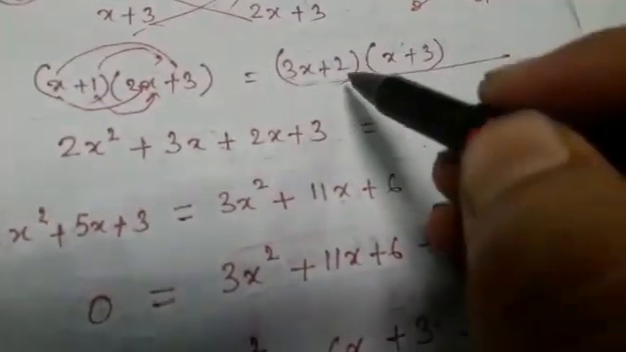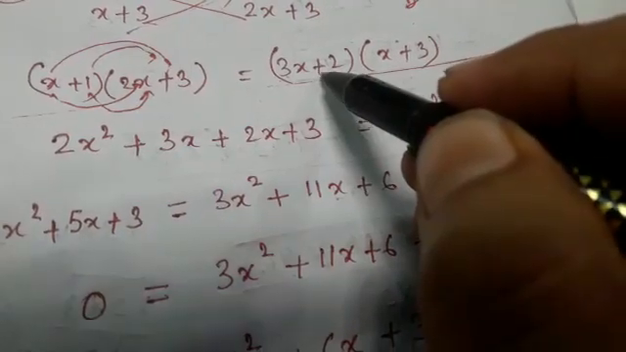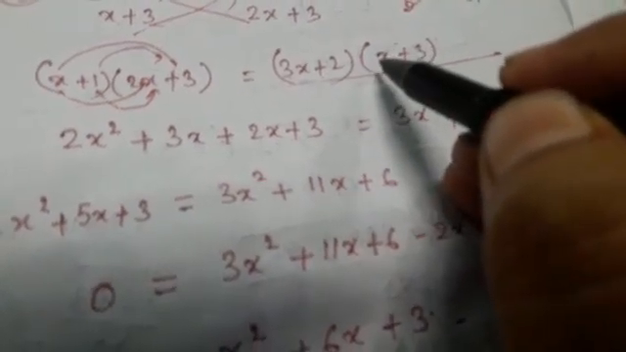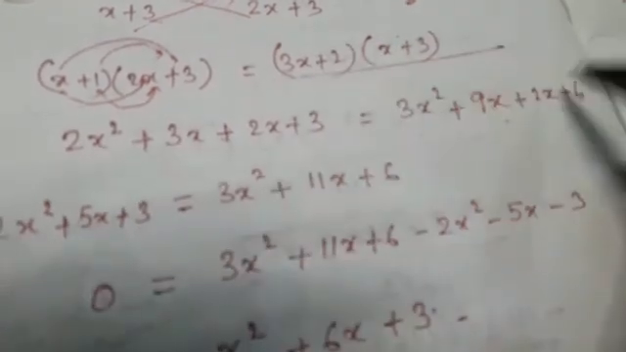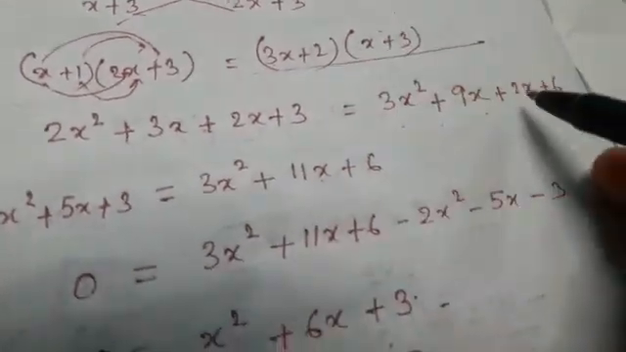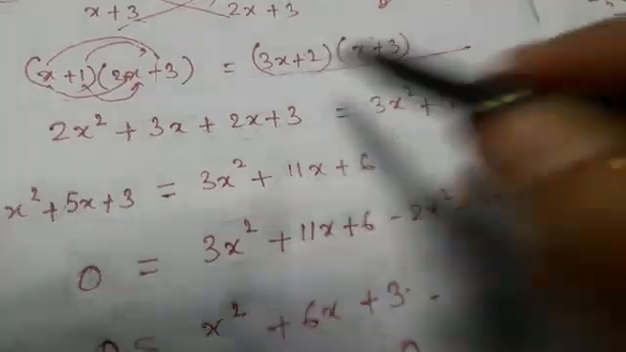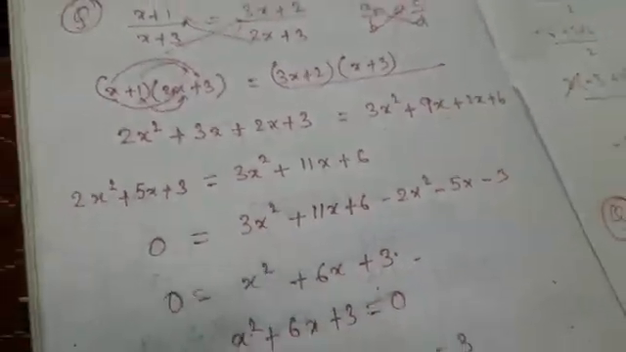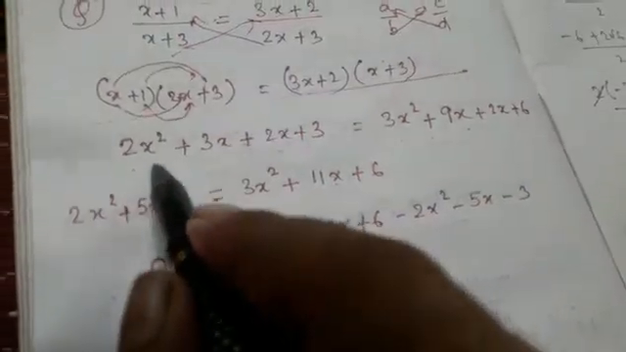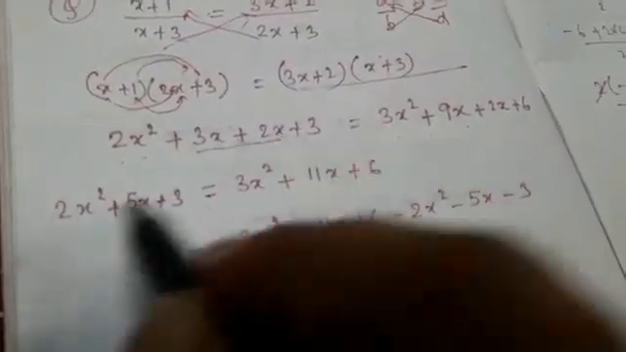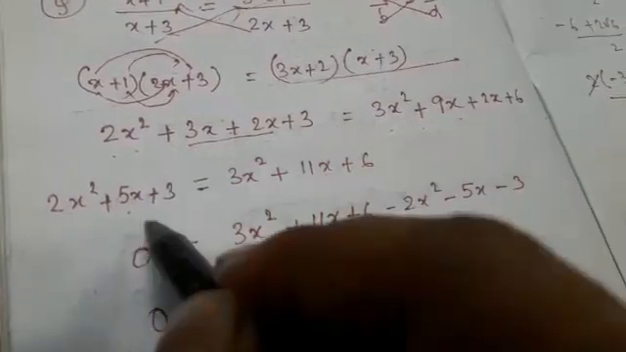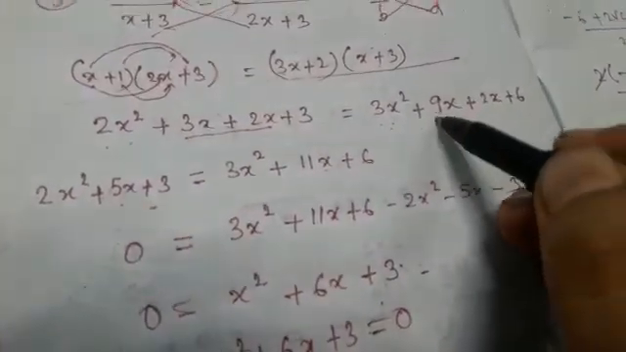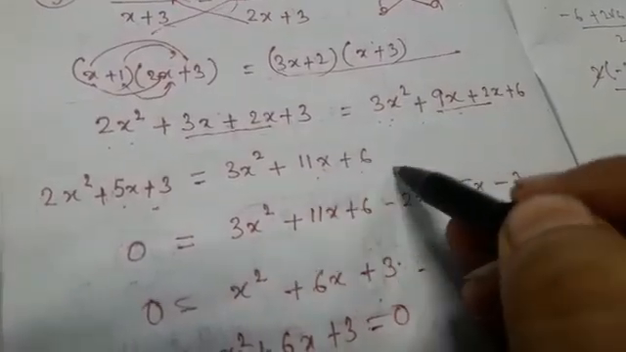Now we have to do again with this 2. So see, what is the sign here? Plus, and what is the sign in front of x? So it is also plus. So plus plus gives you plus. So 2 into x gives you 2x. Similarly, plus plus plus, 3 twos are 6. So you have 2x square. Now see, 3x plus 2x will give you 5x plus 3. And in the right hand side it is 3x square. Now see, 9x plus 2x will give you 11x plus 6, right?